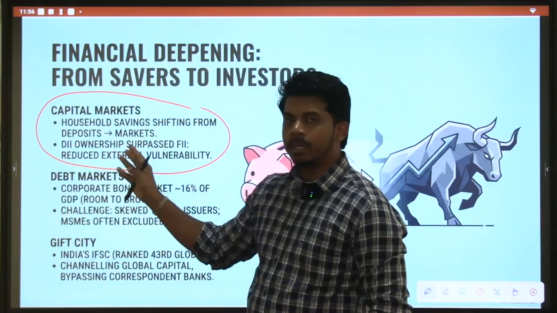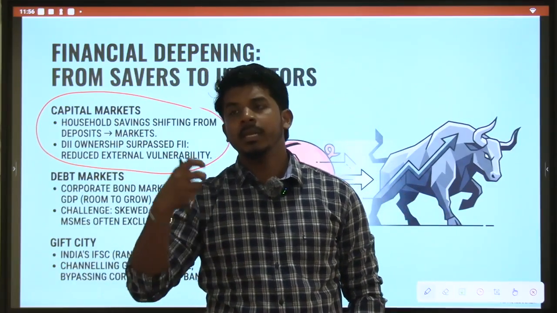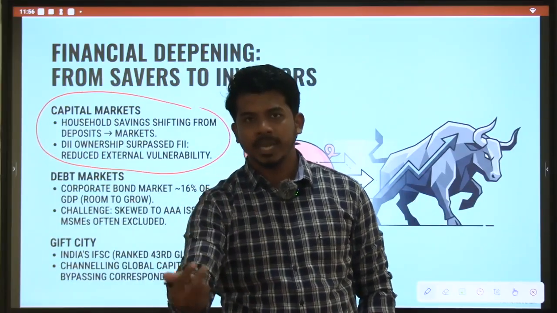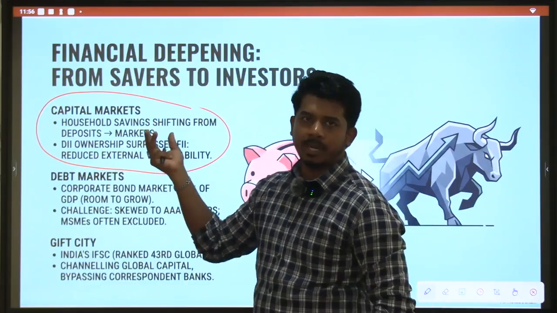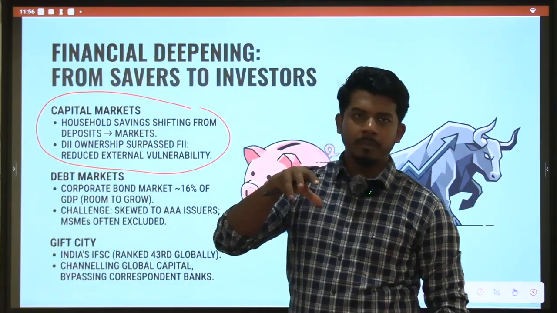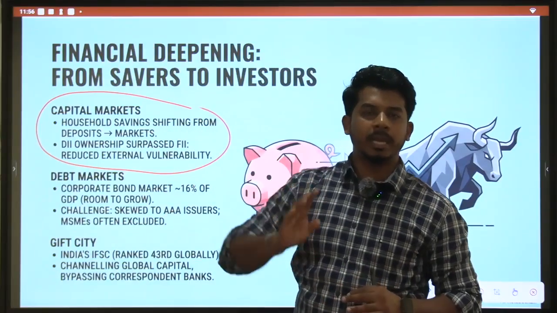How is this changing? Households which have previously preferred savings like bank deposits, post office accounts, buying gold, etc., now they are preferring capital markets. They want ownership, because with ownership, if the company is performing well, you will also get an extra amount.